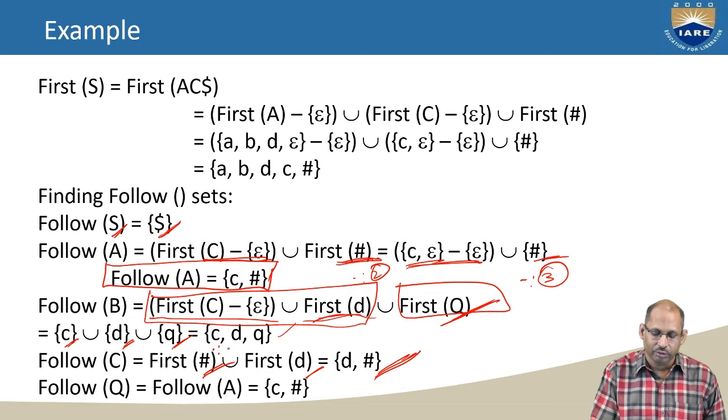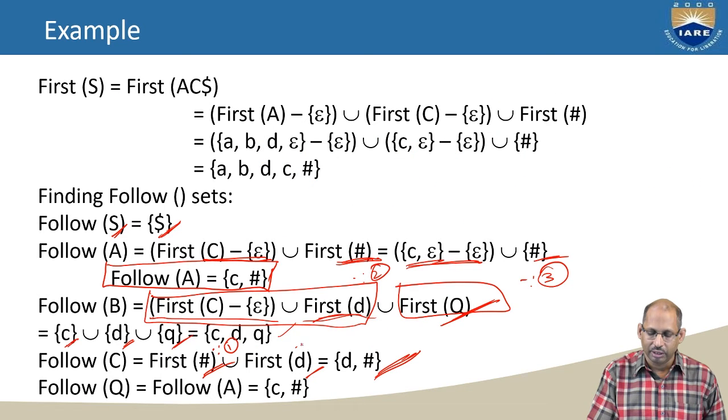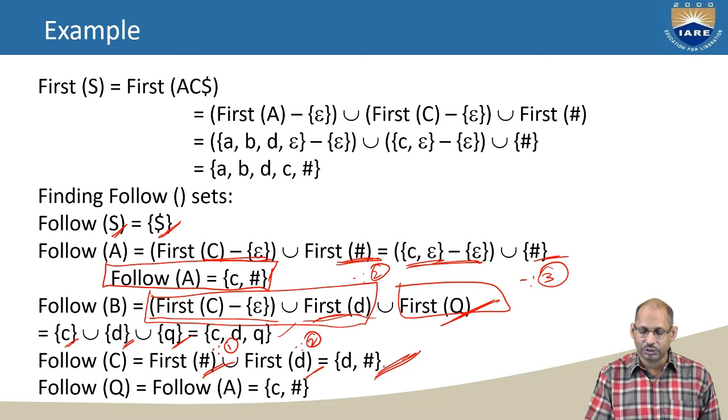From the first production, we are considering the hash. From the second production, we are considering the D symbol. So, which results in D and hash.